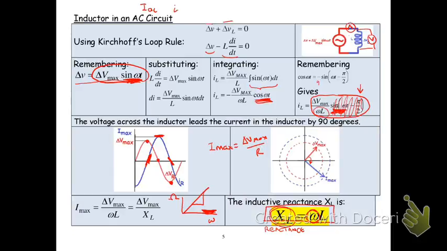And I'd also like you to know, for example, now I'm going to change this around a bit. What we said was that the current lags the voltage, because that's the way it came out mathematically. But the significant thing is that the voltage is leading the current. Remember, the current is the same through all those components. So rather than saying the current lags, I'm going to say the voltage leads.